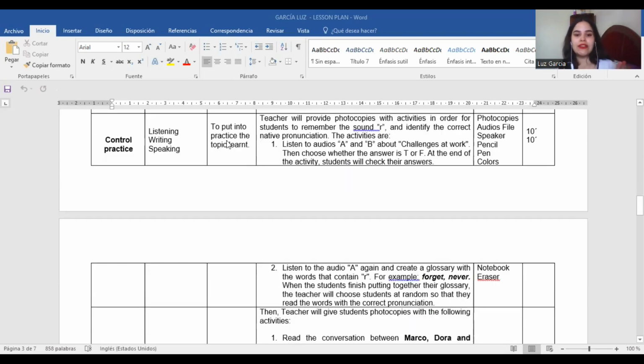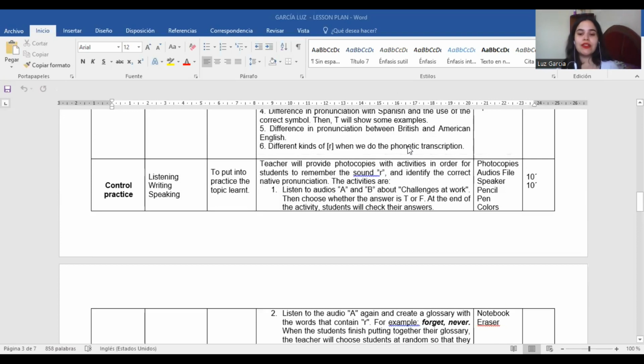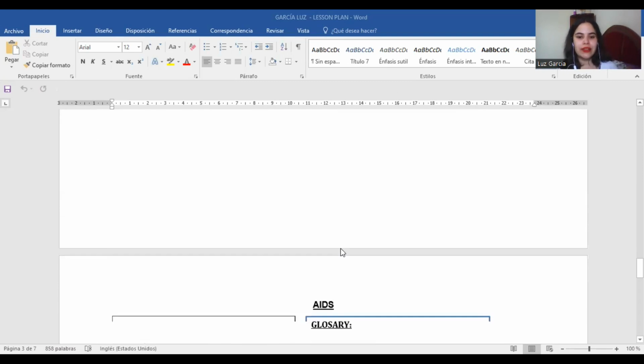The second activity is to listen to audio A again and create a glossary with the words that contain these sounds, for example, in the word forget or never. When the students finish putting together the glossary, I will choose one, two, and maybe three students at random, and I will tell them to read the words with the correct pronunciation. Both activities have a duration of 10 minutes.